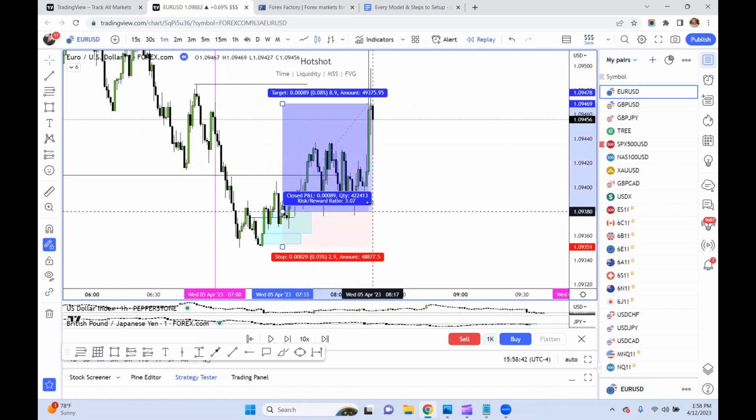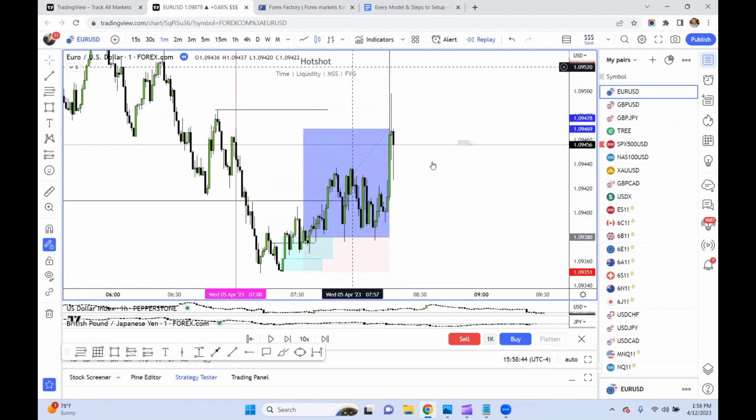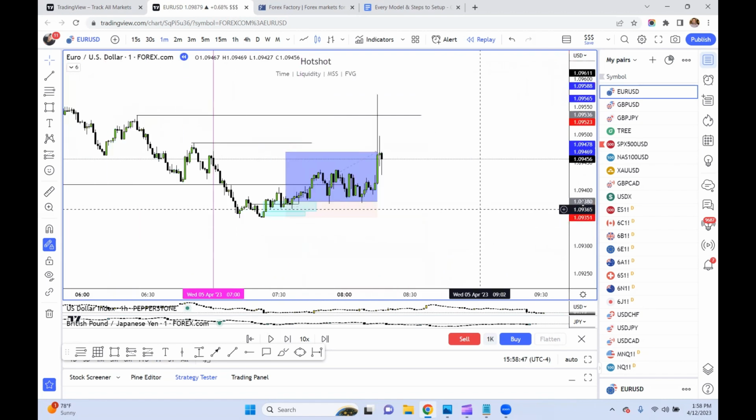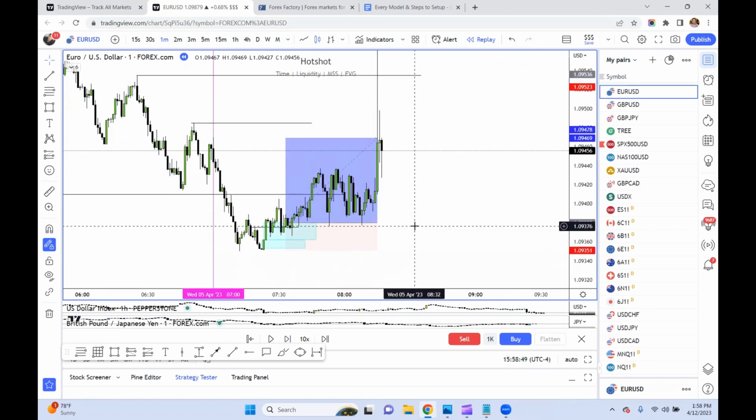And take profit smashed. Beautiful 1 to 3R, took out all that liquidity. That is how you apply the 2022 mentorship model to the morning session of Forex. It's literally that simple, you guys. You guys seen it here first.